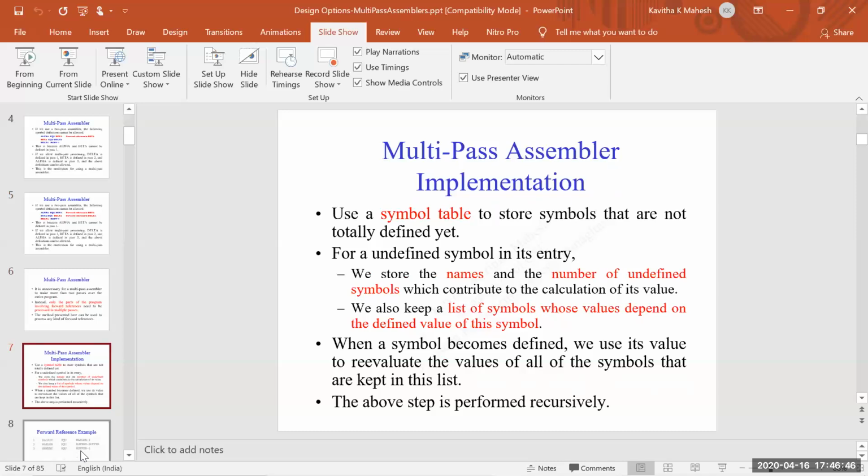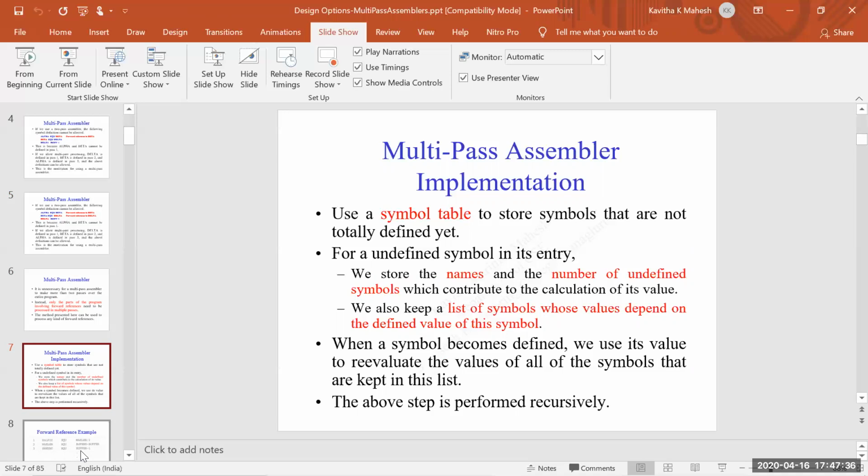Also, we keep a list of all symbols which are dependent on the symbol whose value is not yet determined. I repeat, for each symbol that is undefined, we place its name, we place the expression that defines that symbol, we place the number of symbols that are undefined in the defining expression for that symbol. Also, we maintain a list of all symbols which are dependent on that particular symbol. The list is maintained because when the undefined symbol becomes defined at a later point, we can use its value to re-evaluate the values of all symbols that are dependent on the symbol.